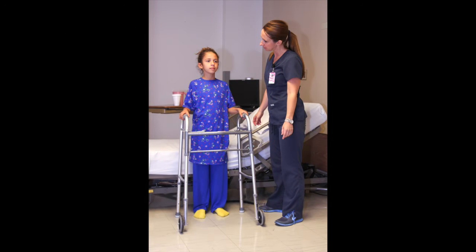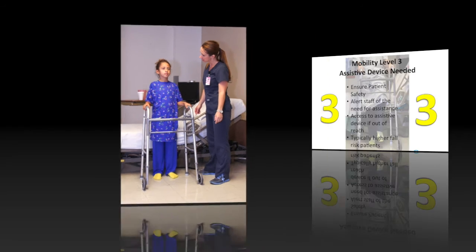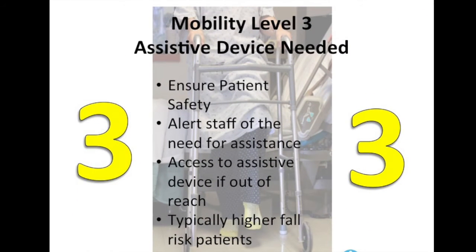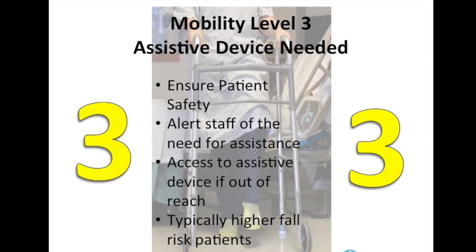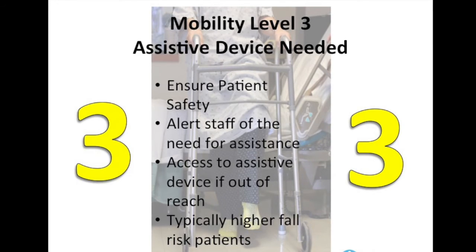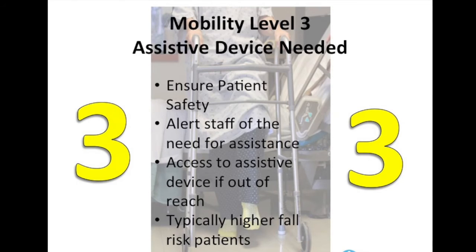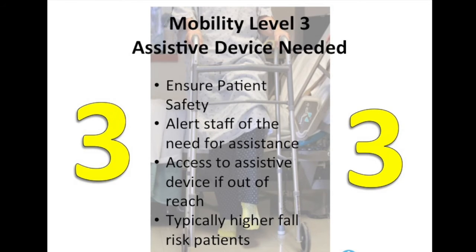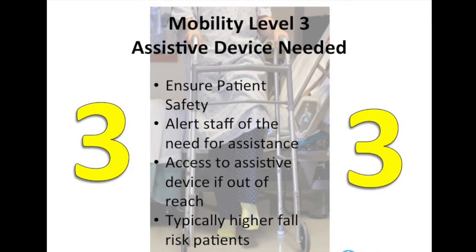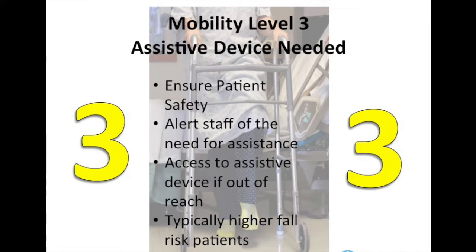If your patient completes the tasks of Assessment Level 3 and requires the use of assistive equipment such as a walker, cane, or crutches, he or she is also considered Mobility Level 3. While many patients demonstrate independent mobility with the use of their assistive device, assigning the patient Mobility Level 3 helps ensure patient safety. It alerts staff to the need for assistance. It enables access to the assistive device if it is out of reach. And typically, these are higher fall risk patients.